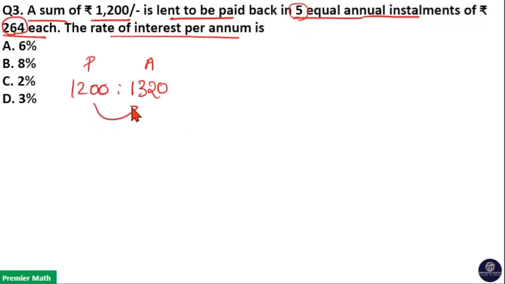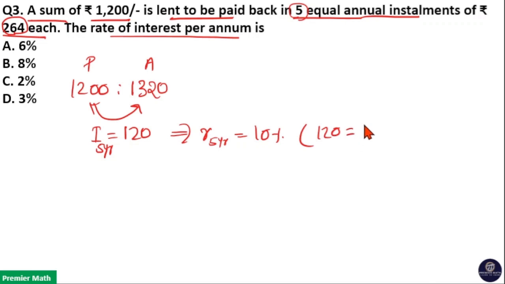Now, the difference between amount and principal is equal to interest, which is equal to 120. Now, you can see this 120 is 10% of 1200. So, here interest for 5 years is equal to 120. That means the interest rate for 5 years is equal to 10%, because 120 is equal to 10% of 1200. Now, the rate for 1 year, that is the annual interest rate, is equal to 10% by 5, which is equal to 2%. So, option C is your answer.